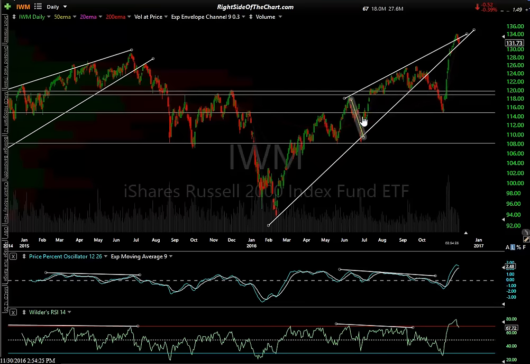Let's try to, what I was getting at here. If you take the measurement of the wedge, which is the widest part of the wedge, that's what I'm doing here, and then you add that on to where the wedge broke down, that one pretty much already played out for the measured target.